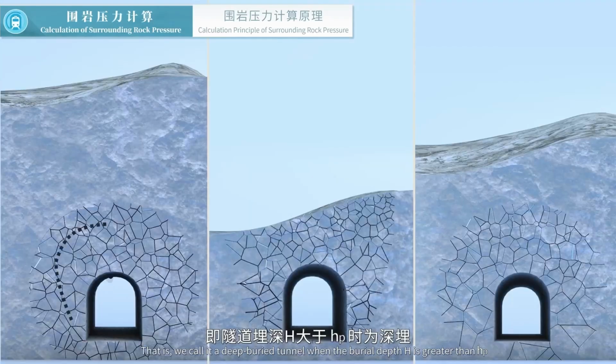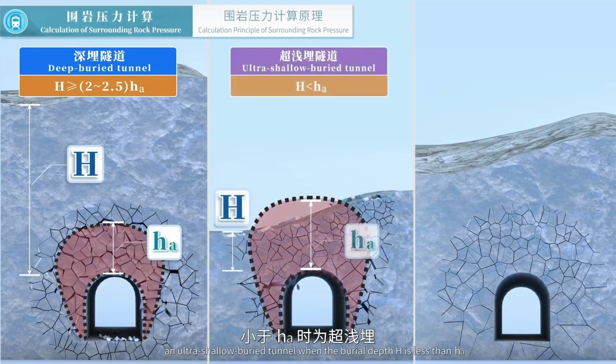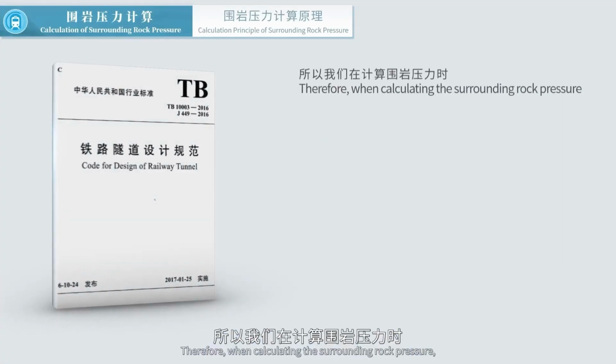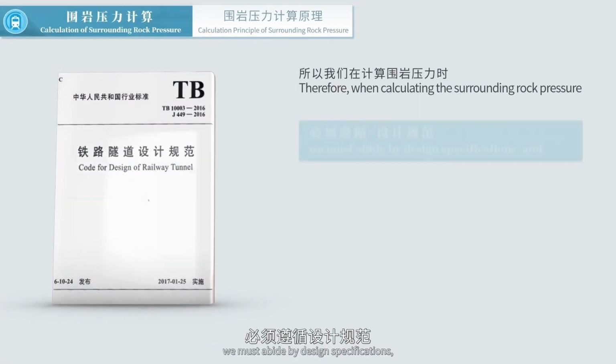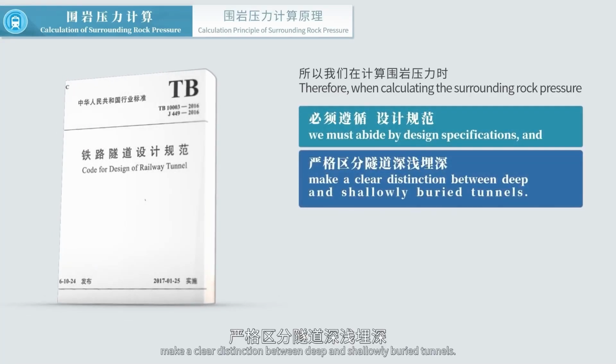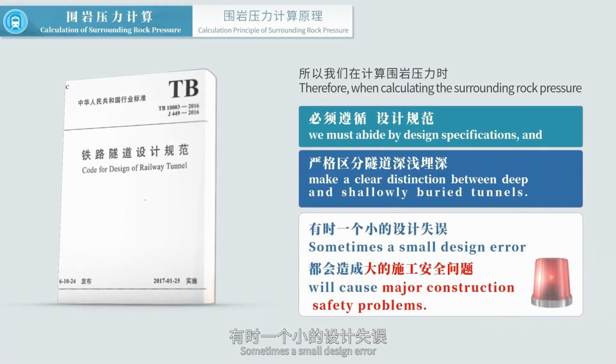That is, we call it a deep buried tunnel when the burial depth h is greater than HP, an ultra-shallow buried tunnel when the burial depth h is less than HA, and a shallow buried tunnel when the burial depth h is greater than HA but less than HP. Therefore, when calculating the surrounding rock pressure, we must abide by design specifications and make a clear distinction between deep and shallowly buried tunnels. Sometimes a small design error will cause major construction safety problems.